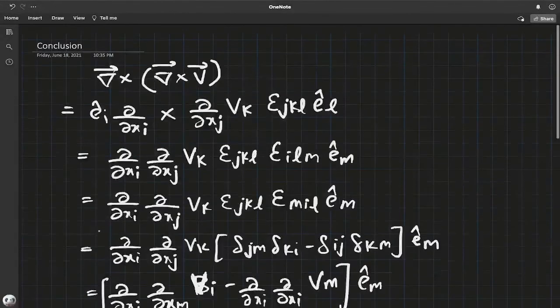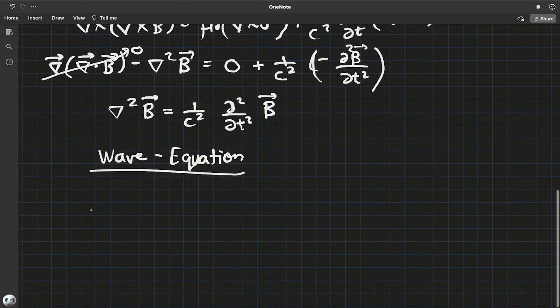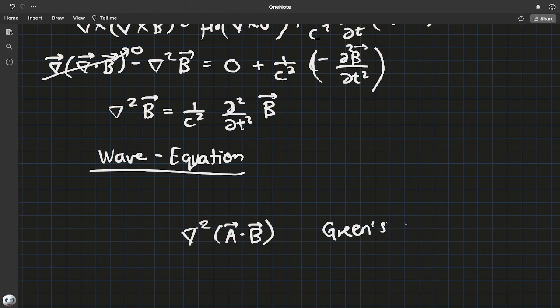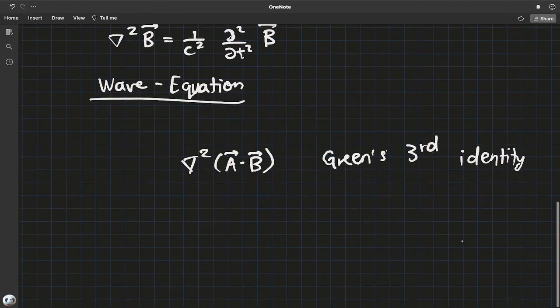Okay, I think this is it for this video. So I can give you one other equation to do in your spare time. The Laplacian of A dot B. You can try doing this. This is Green's third identity. And whatever you get, you can tell me the solution in the comment section.